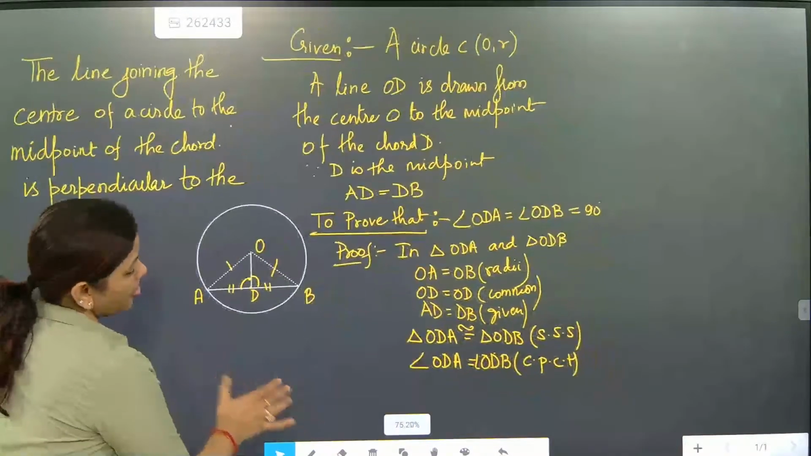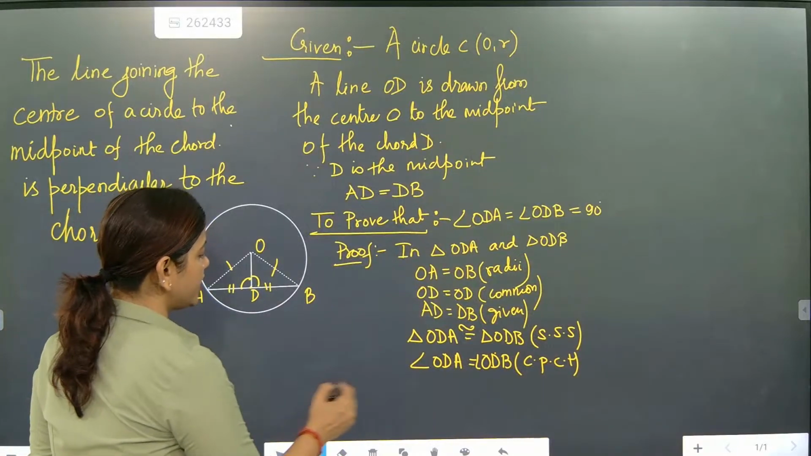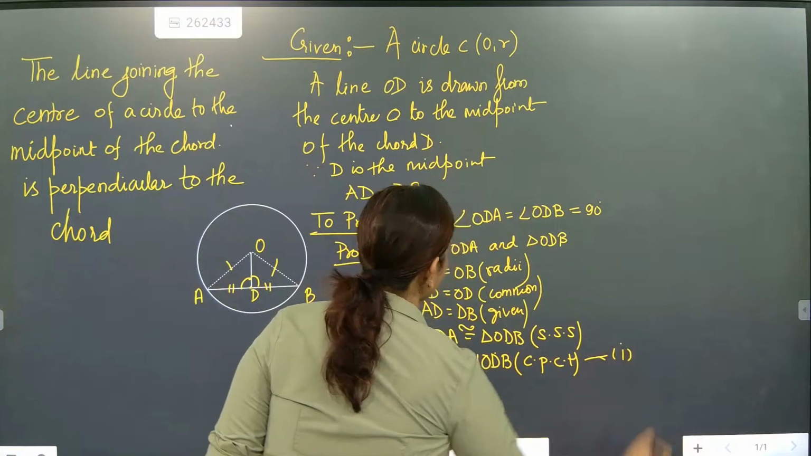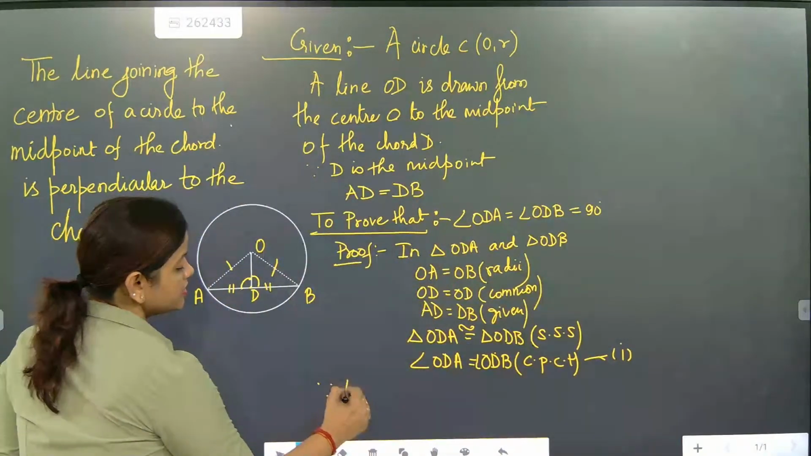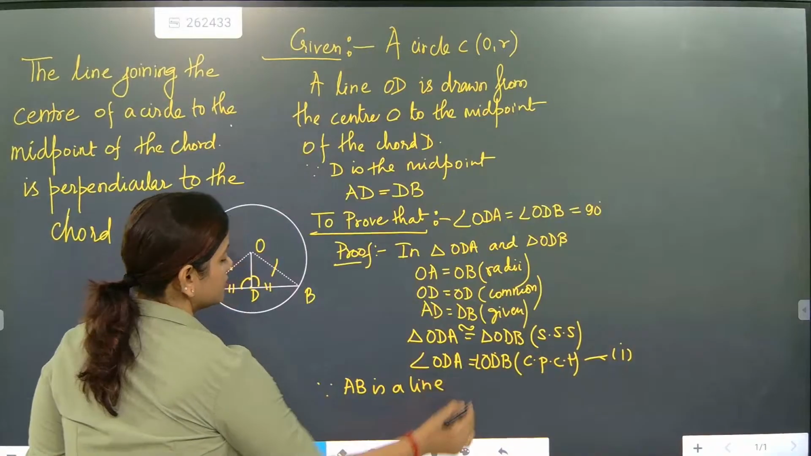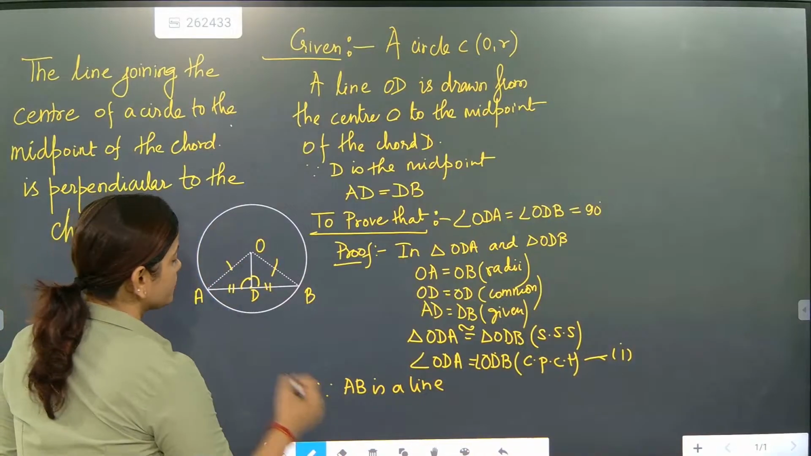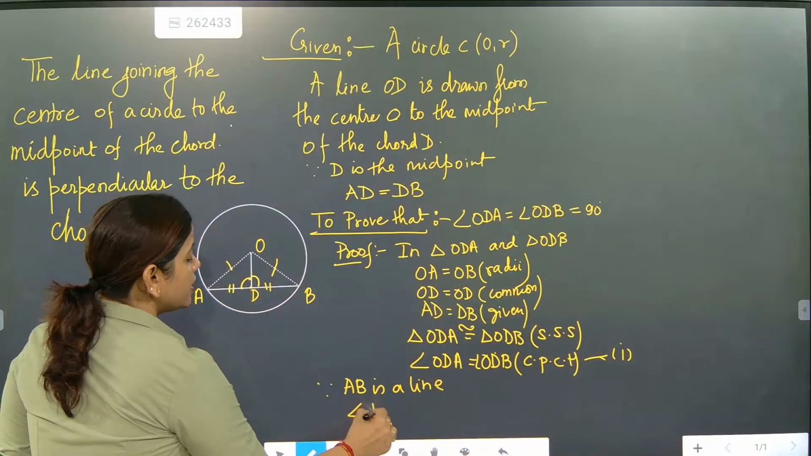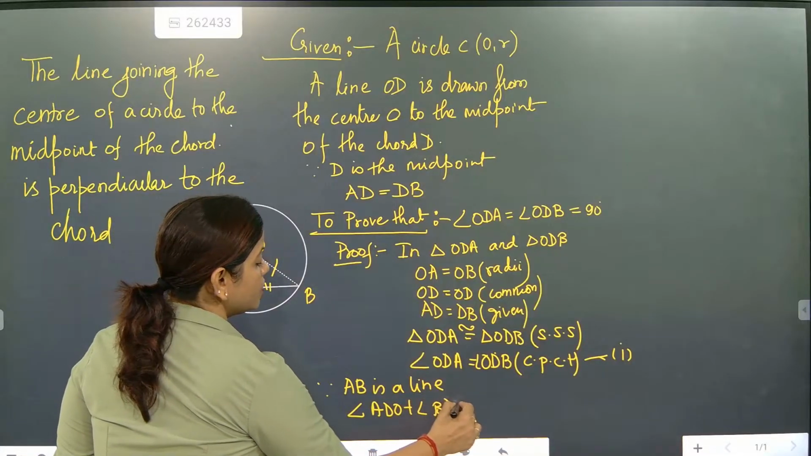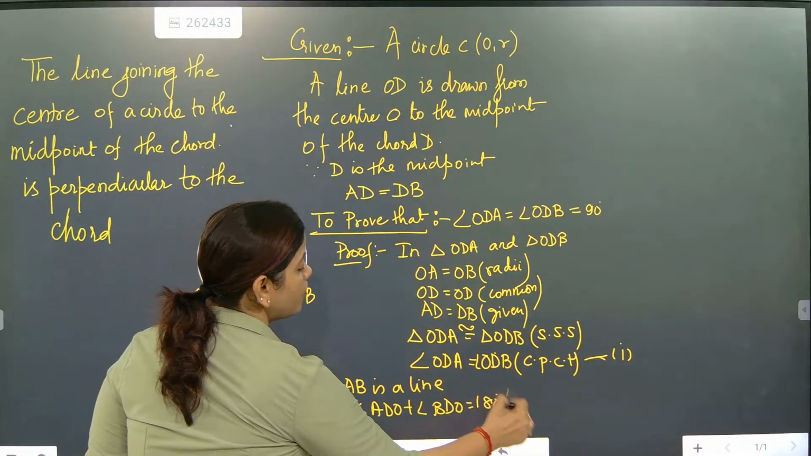AB is a line. Now we will take this as equation 1. Since AB is a line, angle ADO plus angle BDO will be equal to 180 degrees. What pair?